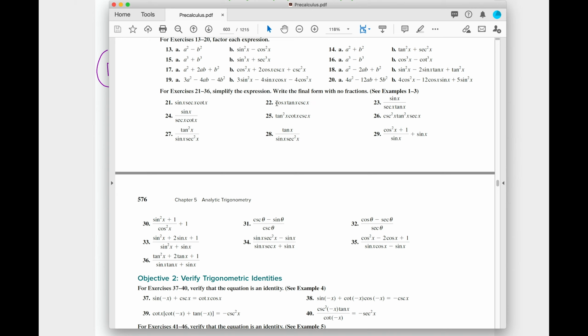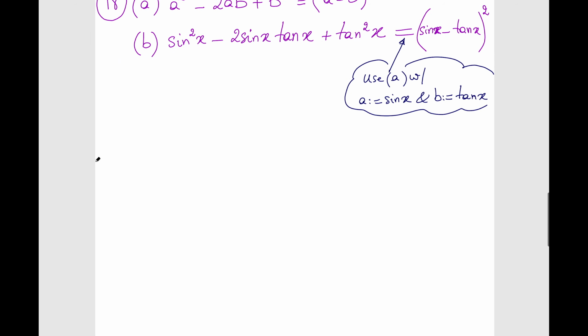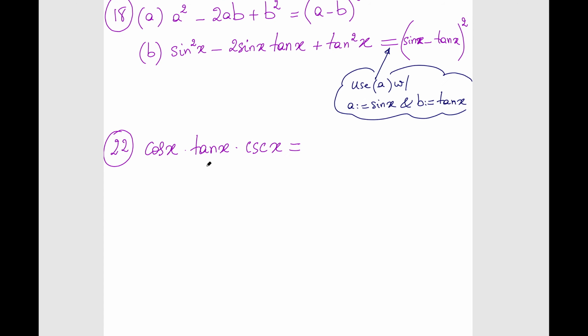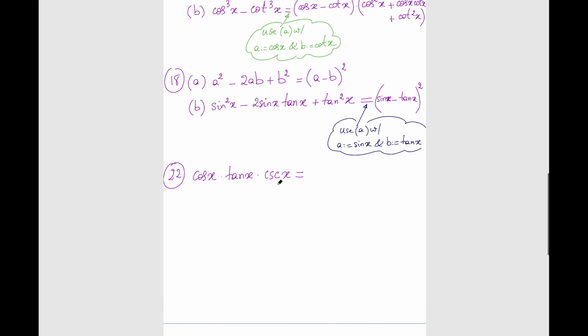Let's do 22. 22 is cosine x times tangent x times cosecant of x. So we have cosine of x times tangent of x times cosecant of x. And what's the question? The question is to simplify and write without fractions. Okay. Well, what do you know about tangent? We have tangent, we have cosecant, right?